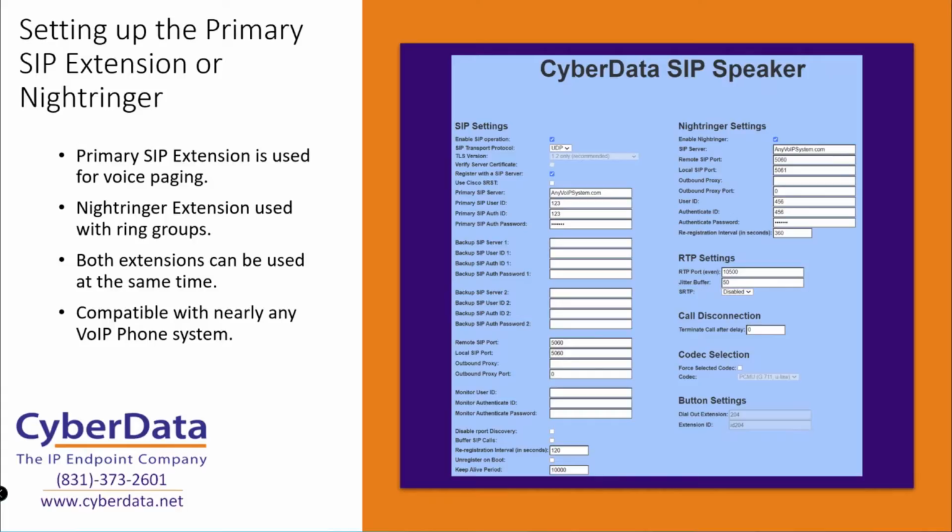So check our documentation on that. And then finally, you've got the password. And again, the primary SIP extension pictured here on the left-hand side is used for voice paging, so when you actually need to make an announcement. On the right-hand side, we've got our Nightringer extension.